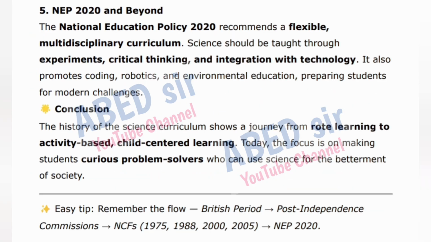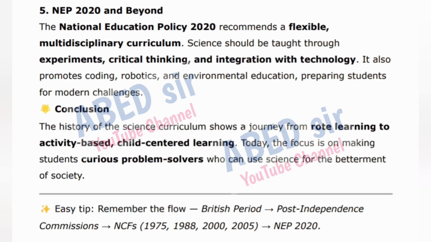5. NEP 2020 and beyond. The National Education Policy 2020 recommends a flexible, multidisciplinary curriculum. Science should be taught through experiments, critical thinking, and integration with technology. It also promotes coding, robotics, and environmental education, preparing students for modern challenges.